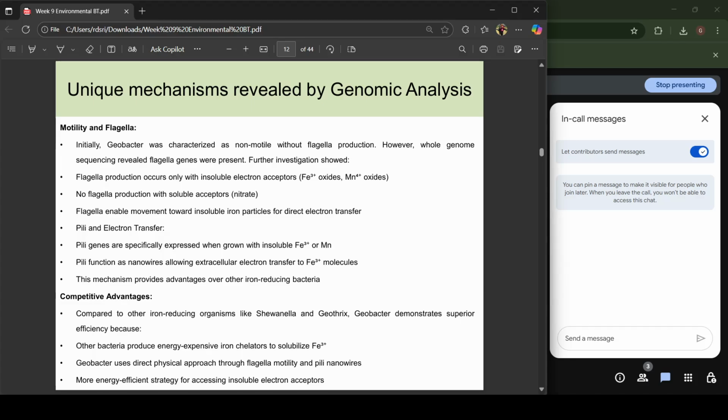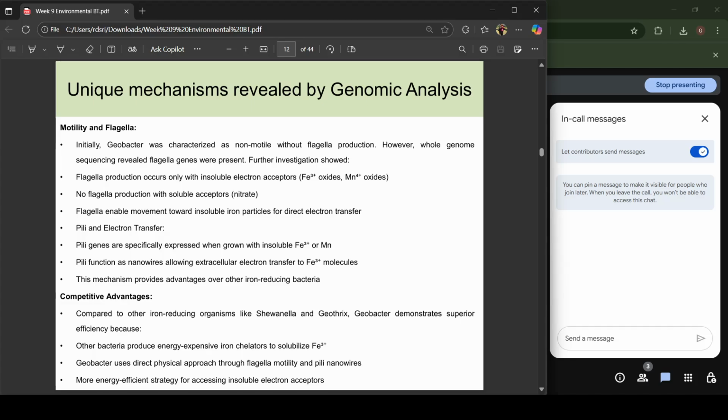When we were initially analyzing the bacterium itself, we did not find any flagella and it was termed non-motile. But when the genetic makeup of Geobacter was studied, the gene that could synthesize flagella was present. Further experiments found that flagella production occurs only with insoluble electron acceptors like iron oxides and manganese oxides. When soluble electron acceptors like nitrate are present, there is no flagella production.